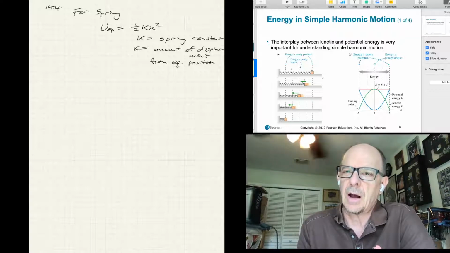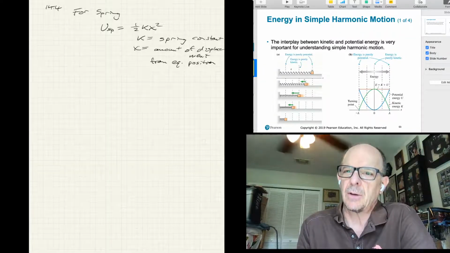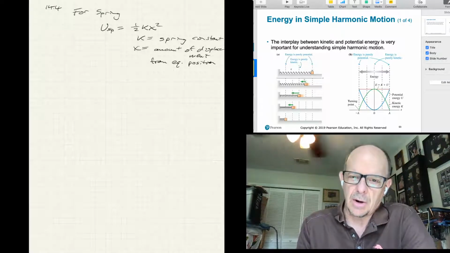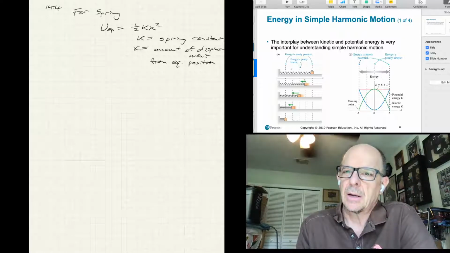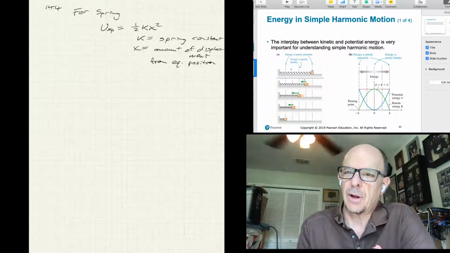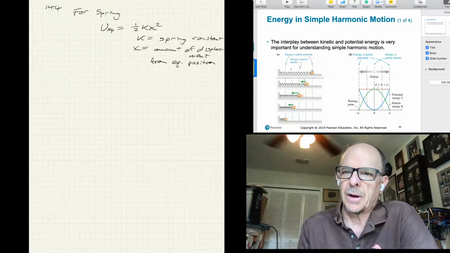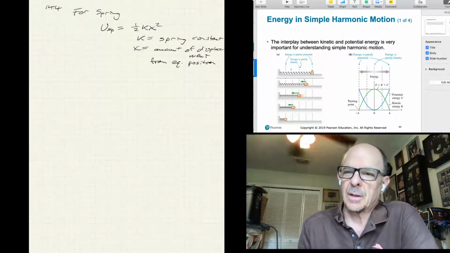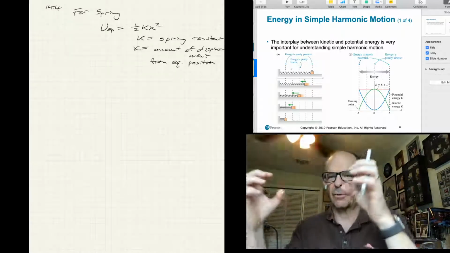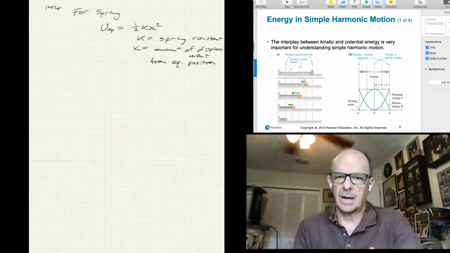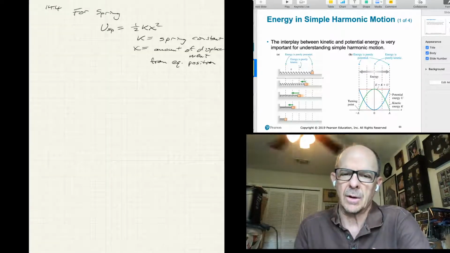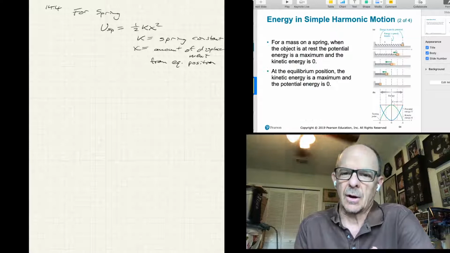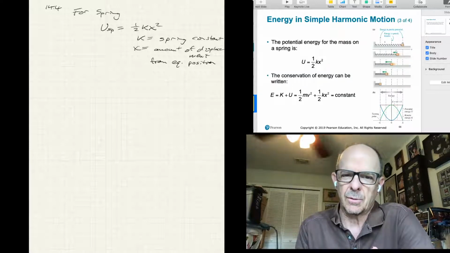And so on the right-hand side of the slide here, you see an energy diagram where the horizontal line, E equals K plus U, shows the total energy of the system is constant. That line is the sum of the blue curve and the green curve. The blue curve being the potential energy, which is biggest at the extremes of the motion, and the kinetic energy is the green curve, which is biggest at the center point and goes to 0 at the extremes of the motion. And so this next slide just sort of walks you through those things.